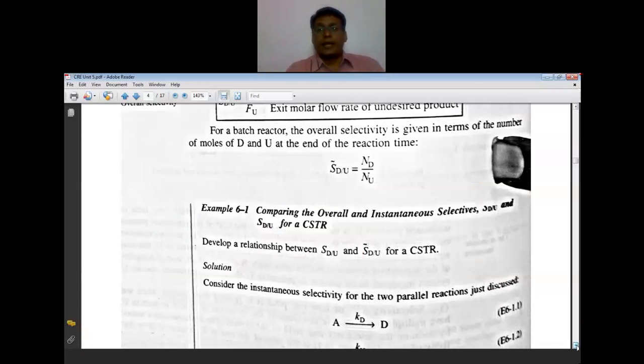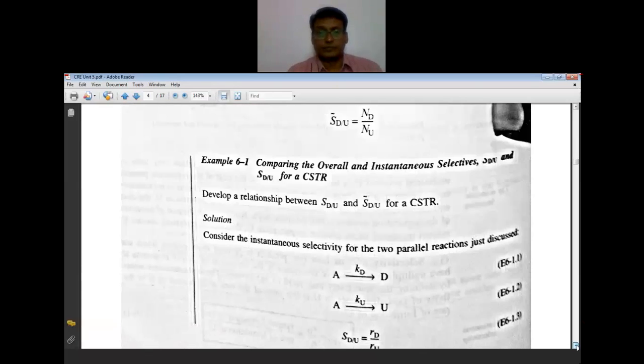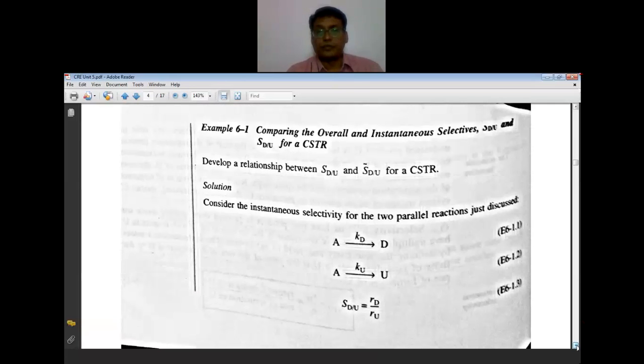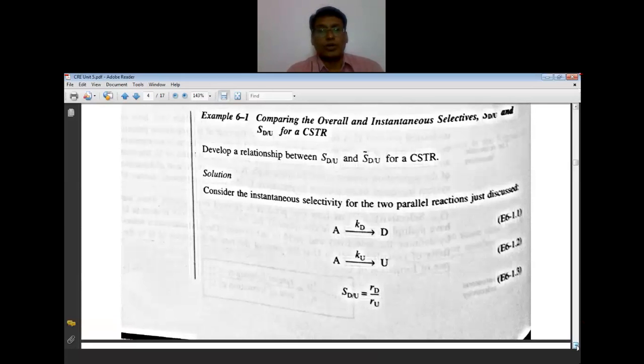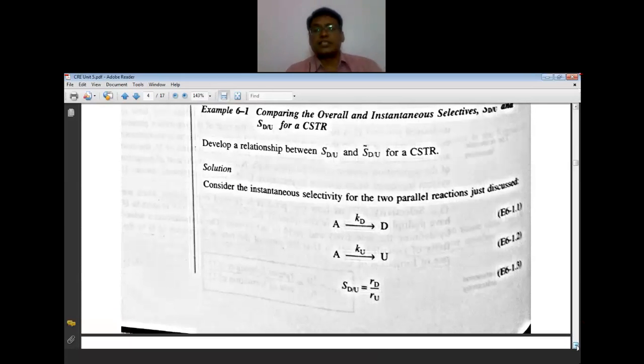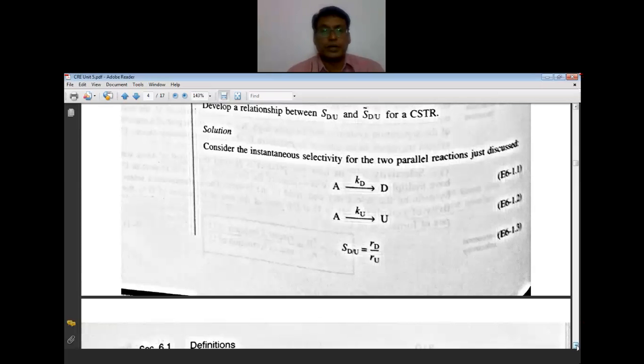Now, comparing the overall and instantaneous selectivity for a CSTR, we develop the relationship between SDU and S bar DU for a CSTR. So A gives you the D and A gives you the U.